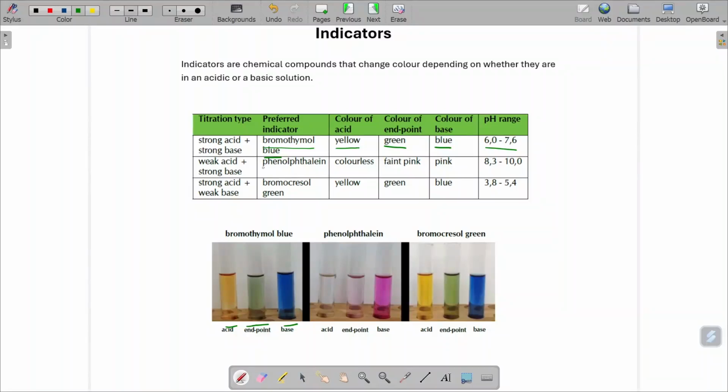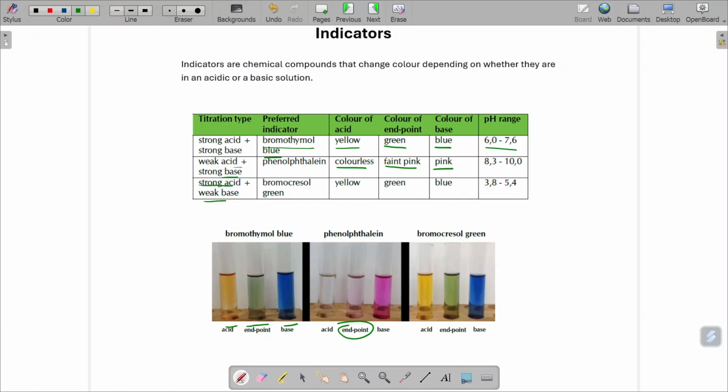Similarly, we can use the indicator phenolphthalein when we have a weak acid and a strong base. In an acid, phenolphthalein is colorless. In a base, phenolphthalein is pink. And at the equivalence point, this will be a very light pink color. So the color change will be from colorless to light pink. And this is shown in this diagram here, with the endpoint being in the light pink range.